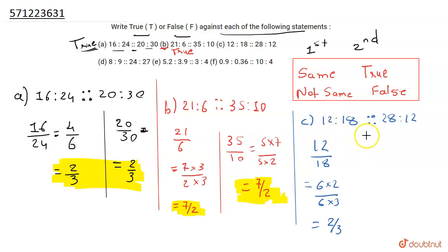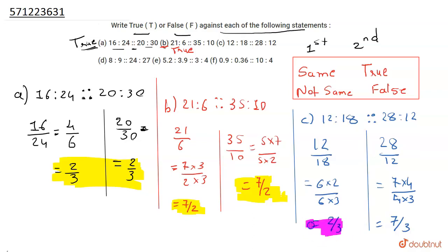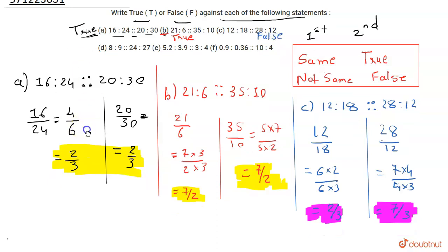Now the second ratio is 28 divided by 12. 7 into 4 is 28, and 4 into 3 is 12. 4 cancels. So here the ratio is not the same, because here it is 7 by 3 and there it is 2 by 3. The ratio is not the same for both, so the answer is false for option C.